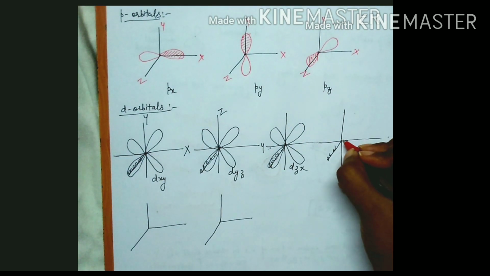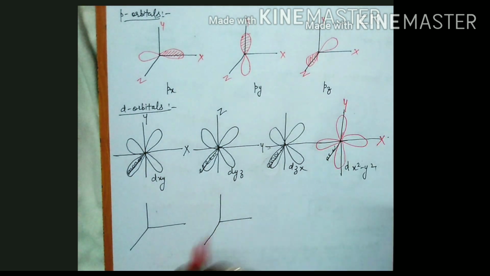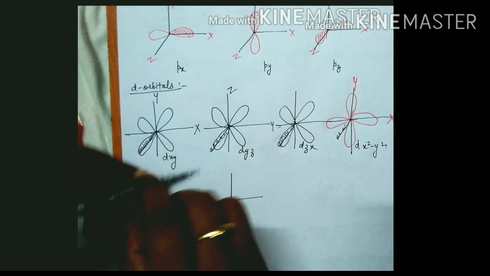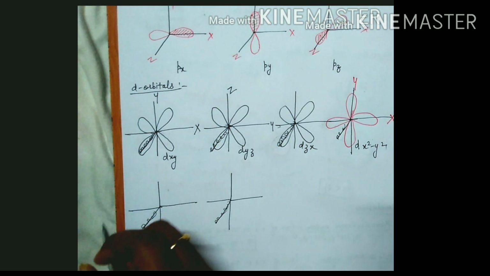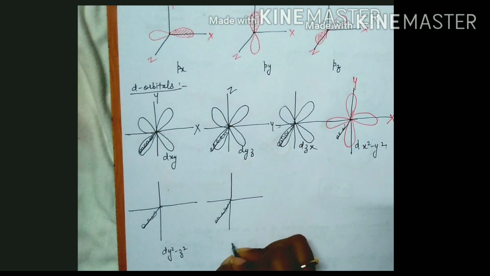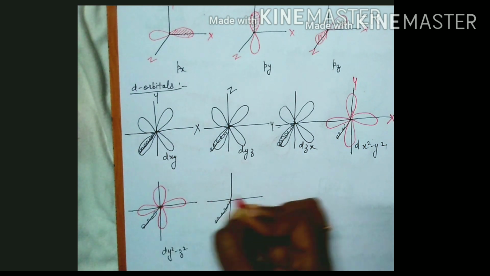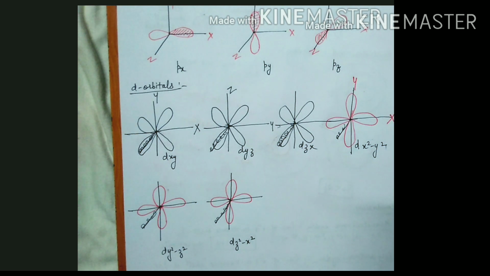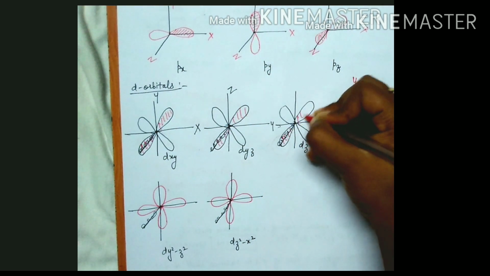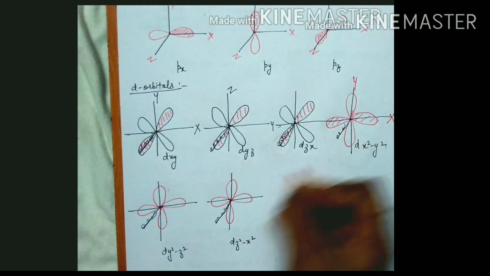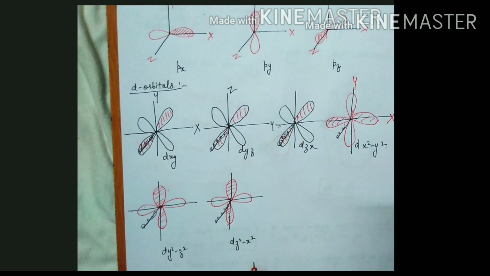For dx square minus y square, what can we do? See, if this is your x and this is your y, this can be your dx square minus y square. Other possibilities? Other possibilities are, okay, you can make positive and negative loops.